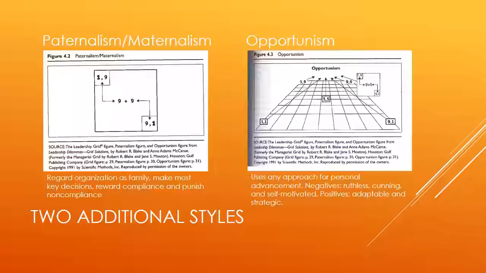Blake and Mouton indicated that people usually have a dominant grid style, which they use in most situations, and a backup style. The backup style is what the leader reverts to when under pressure, when the usual way of accomplishing things does not work.